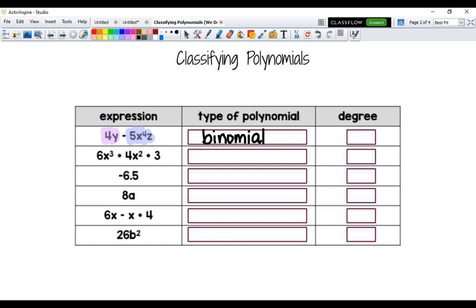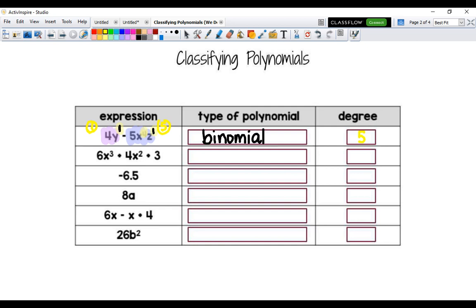But then they want to know the degree of that binomial. So I have to look at each term separately, because remember, the degree is going to be whatever is the highest. So 4y has a degree of 1 because it ain't no exponent. So I'm going to put 1 there to make me feel better about my life. And then the next one has a degree of 4, and it has a degree of 1. So this degree is 1, and this degree is 5, which is highest. So it has a degree of 5.